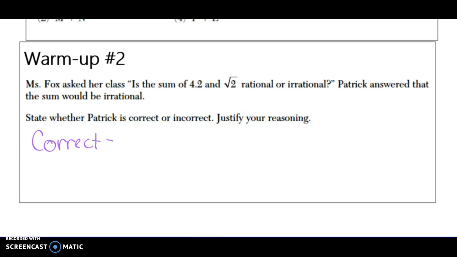And for my reasoning, the square root of 2 is irrational, so the sum is irrational.